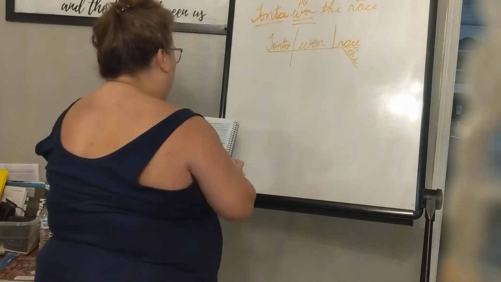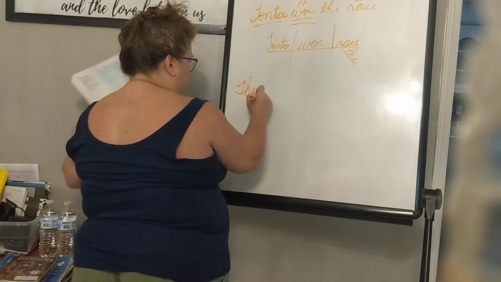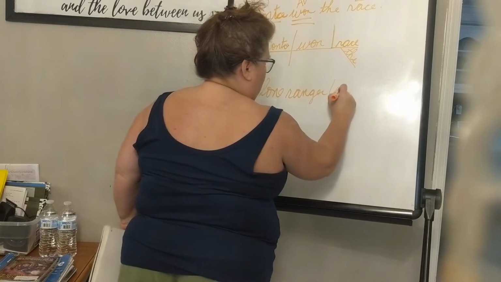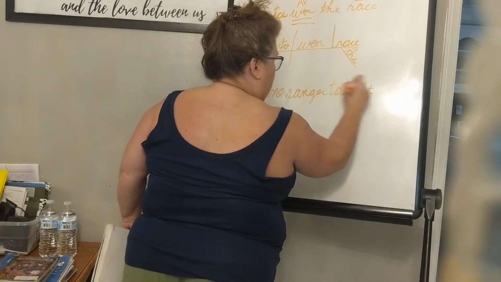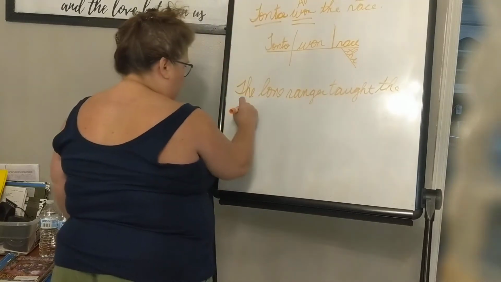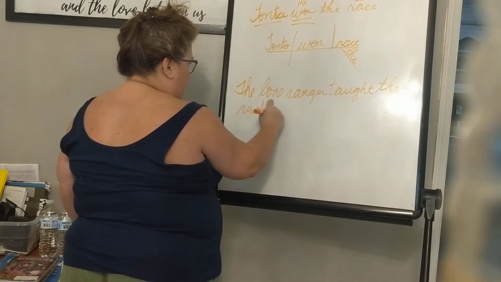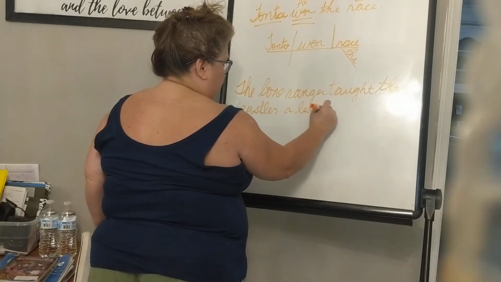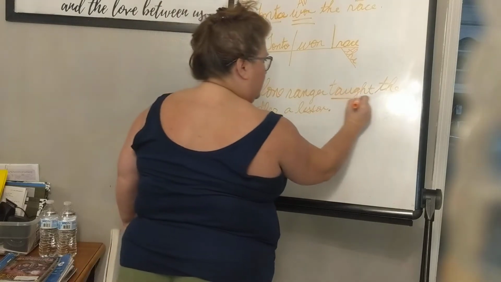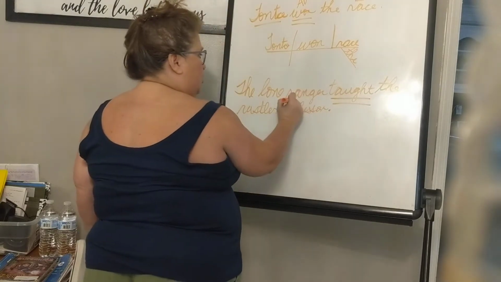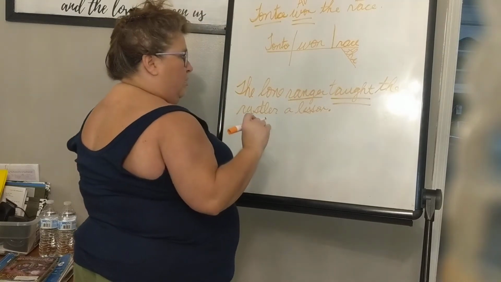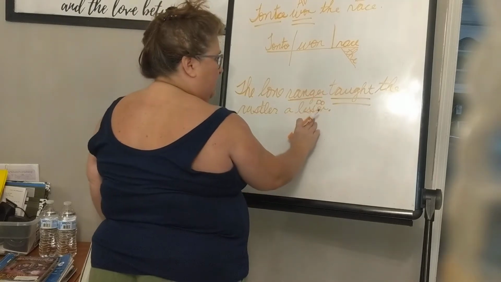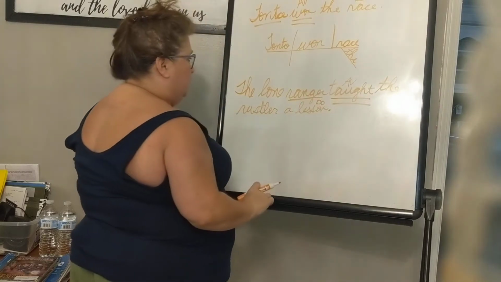Our next sentence: the Lone Ranger taught the rustler a lesson. The Lone Ranger taught the rustler a lesson. Sounds like they may have had a tough tussle, huh? Okay, so our verb is taught. Who or what taught? Ranger is our subject. Ranger taught who or what? He taught a lesson. That is our direct object. The complement is coming after an action verb, so it's a direct object.